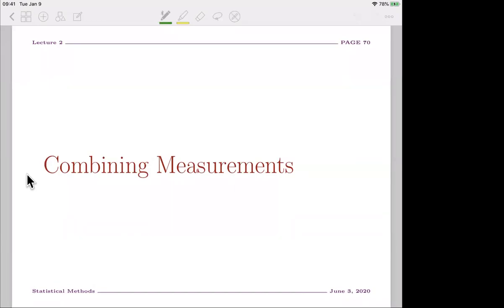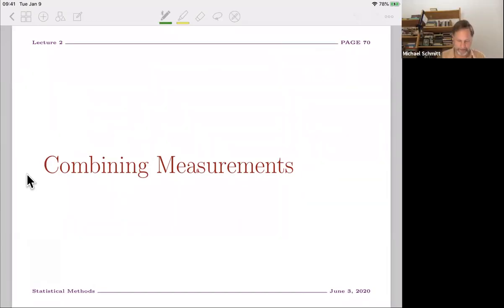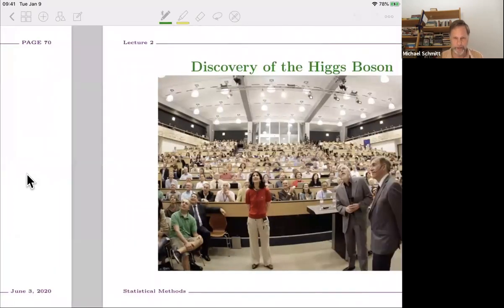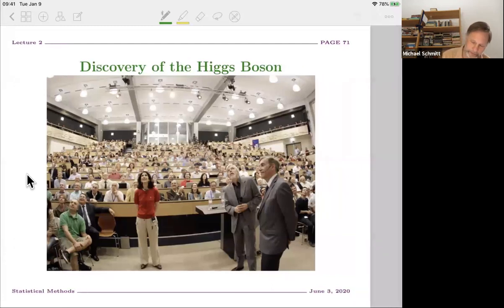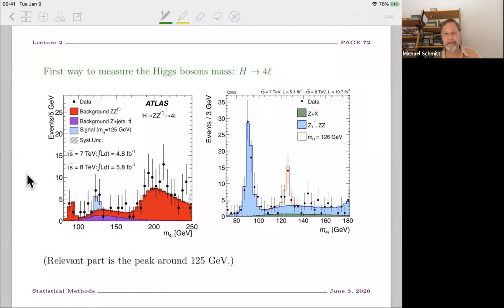Ah, great. All right, I'm going to share it with everybody then. All right, here we go. Talking about combining measurements. So many of you, I hope, have seen this picture before. It is the picture from the announcement of the discovery of the Higgs boson. I know all you guys really care mainly about neutrinos, but this is a wonderful moment for all of particle physics. Why am I showing this picture? Because I'm going to talk about the Higgs boson as an example of combining measurements.